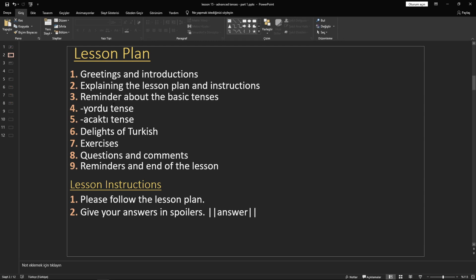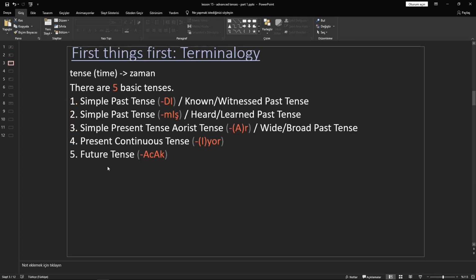So obviously I will need you to follow the plan, and during the exercises when you need to give an answer, it is better that you put your answers in spoilers with these two pipes. I will also help you how to do it. So for now, let's start.